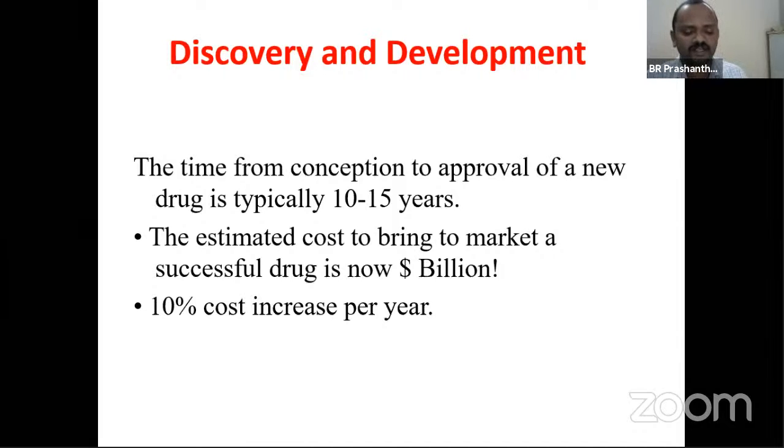And in a country like India, we are still struggling to find a drug and release that drug to the market. So very few successes we have, and still a long way to go in meeting the global standards, so that we can bring the drugs to the global market.